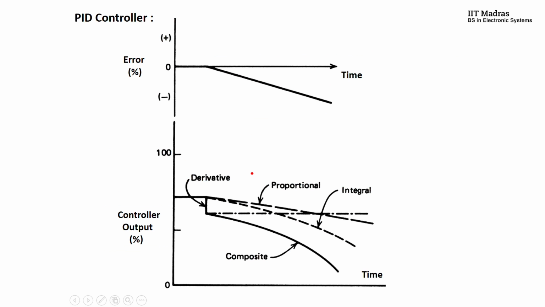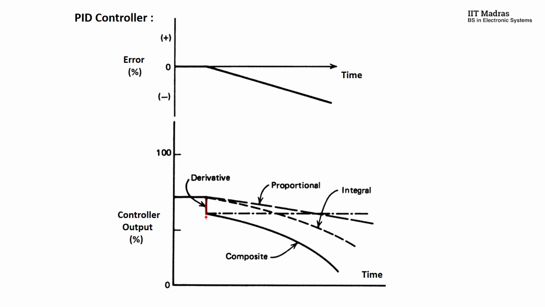So if you see this very simple error curve, you have decreasing error. Based on that, you have this derivative term. The proportional term will exactly look like the actual error curve. And integration would be the integration of this one, so you have curvature, something like this. For a ramp, it could be like a parabola. Then when you add all of these three, you get the composite control mode like this.